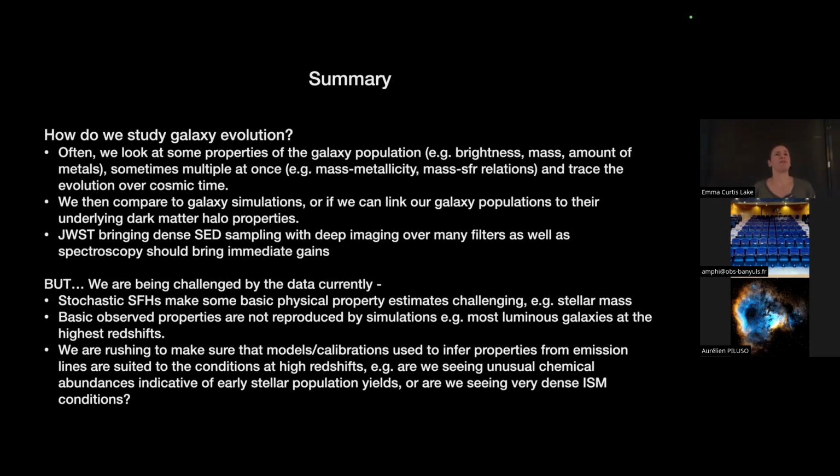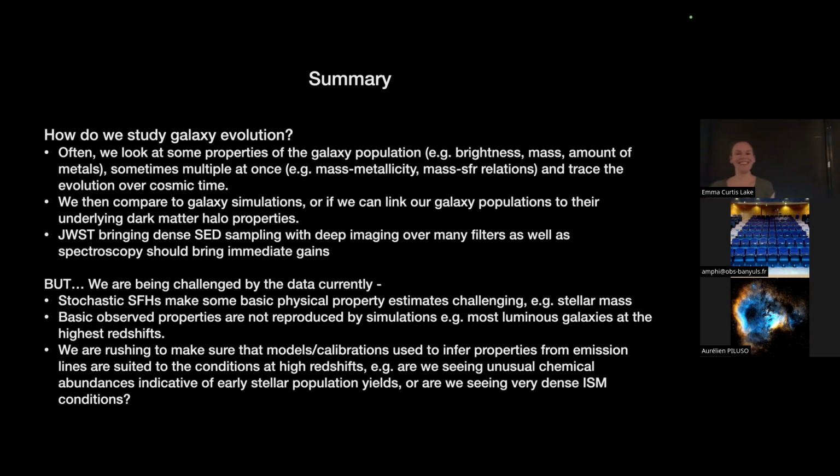Our basic observed properties even. Let's take a step back and forget about determining stellar masses. Let's just go back to the UV luminosities. They should be fine, right? Because we've been doing that for years. Theorists have been working with our observations for years. And we can't describe the most luminous high redshift galaxies from the simulations.